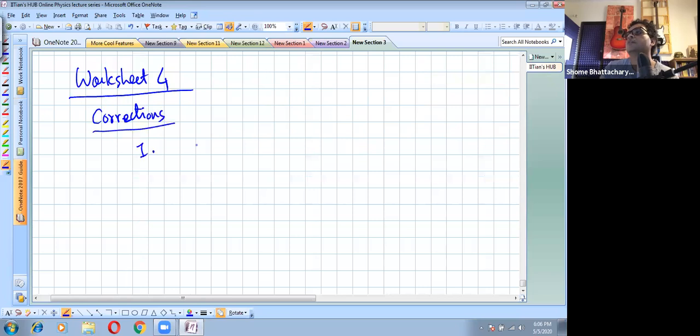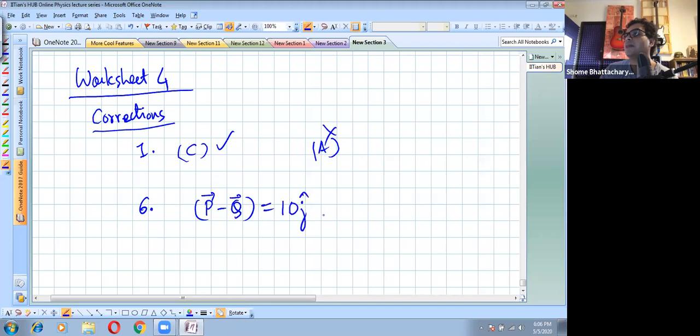In question 1, the correct answer should be C. C is the correct answer. At the back, I think it is given as A, that is wrong. Okay. Then in sixth question, the correct answer will be that P minus Q is equal to 10 J. By mistake at the back, it is given as 20 J. That is wrong. That's about the correction. Now, just to give you a few hints.